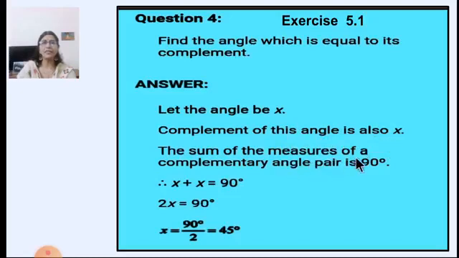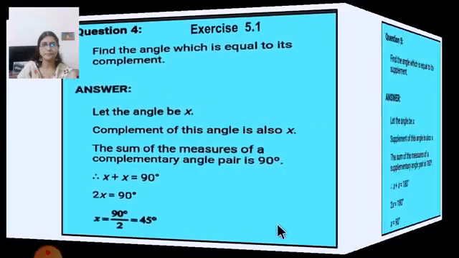The sum of the measures of a complementary angle pair is 90 degree as they are complementary. So therefore we will write x plus x is equal to 90 degree, and x plus x is 2x, equal to 90 degree. So x will be equal to 90 degree divided by 2, which is equal to 45 degree.